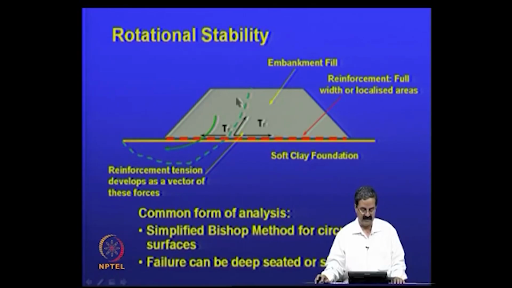So, when there is a tendency for the reinforcement to slide, there is a component of tensile force that gets mobilized here, and the rotational sliding is prevented. There is one component of the tensile force that interacts with this, and then it reduces the driving forces. This is the driving force, and this component of the tension force acts in this direction. So, this is one mechanism in which it helps, and to assess this rotational stability, rotation of this material.